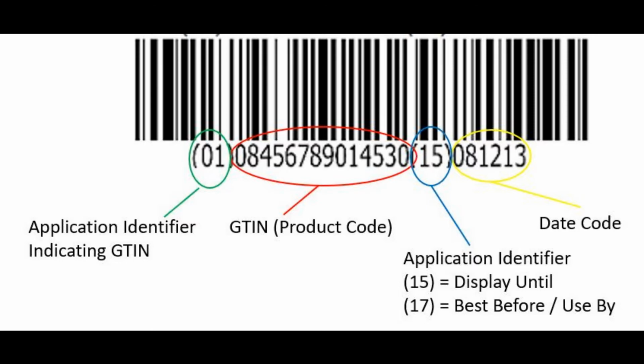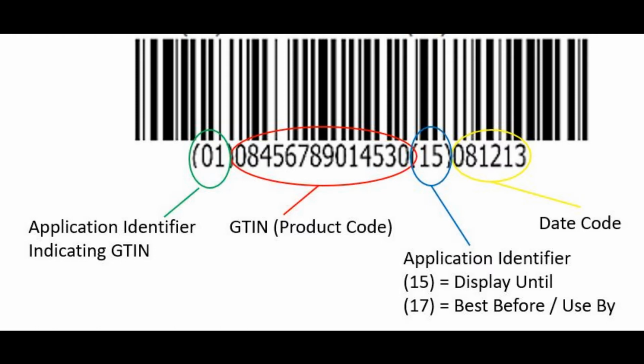So the first part of the barcode will consist of the unique product code. It will then consist of a date code, and the way that you split it up is called application identifiers at the beginning of those pieces of section information. So the unique barcode information will start with a 01 at the beginning in brackets. You'll then have the barcode information.